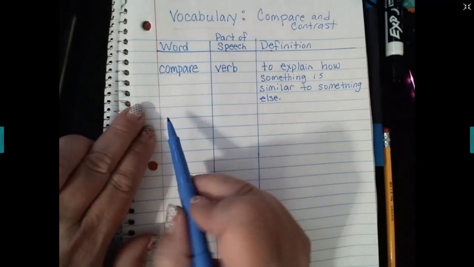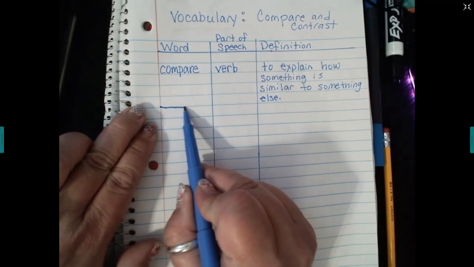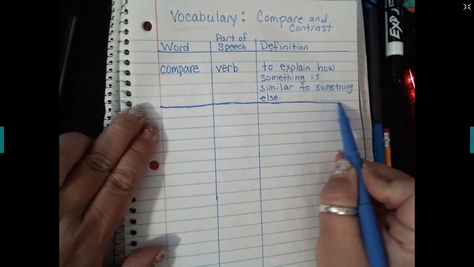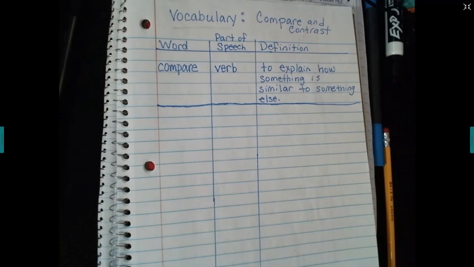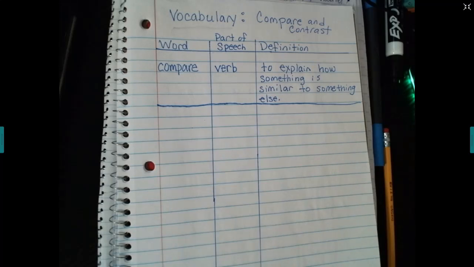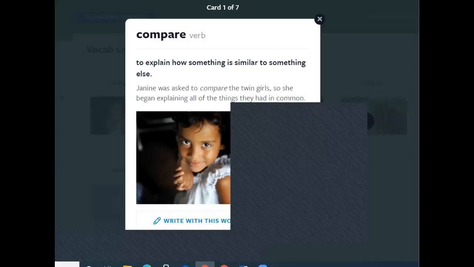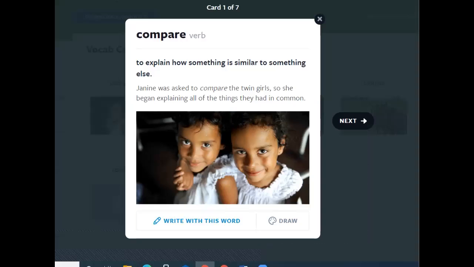All right, then I'm going to carefully draw a line to separate my vocabulary words. So now when you take the quiz, you should have these 3 column notes with you so that it will help you answer the questions in the vocabulary quiz. All right, let's go learn the next word.